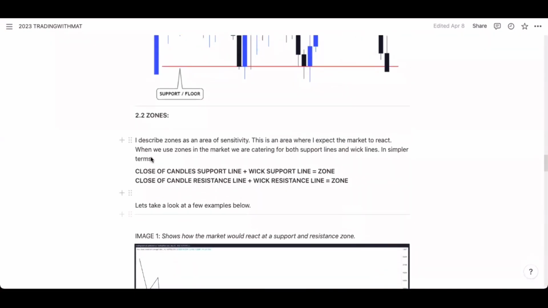All right, 2.2. I described zones as an area of sensitivity. This is an area where I expect the market to react. When we use zones in the market, we are catering for both support lines and wick lines. So when I say support lines, I mean close of candle lines and your wick lines. In simpler terms, close of candle support line plus your wick line equals zone. Close of candle resistance line plus wick resistance line equals zone. So your two separate lines can be drawn as a zone.